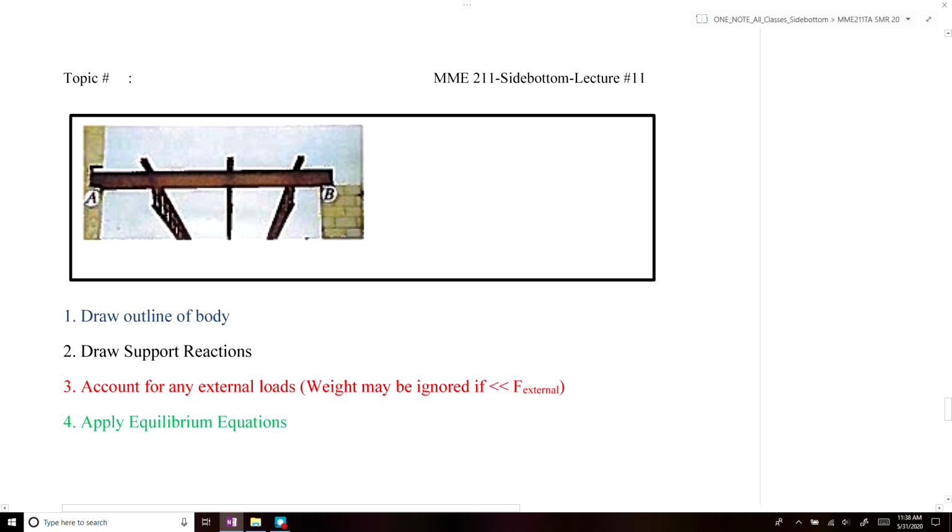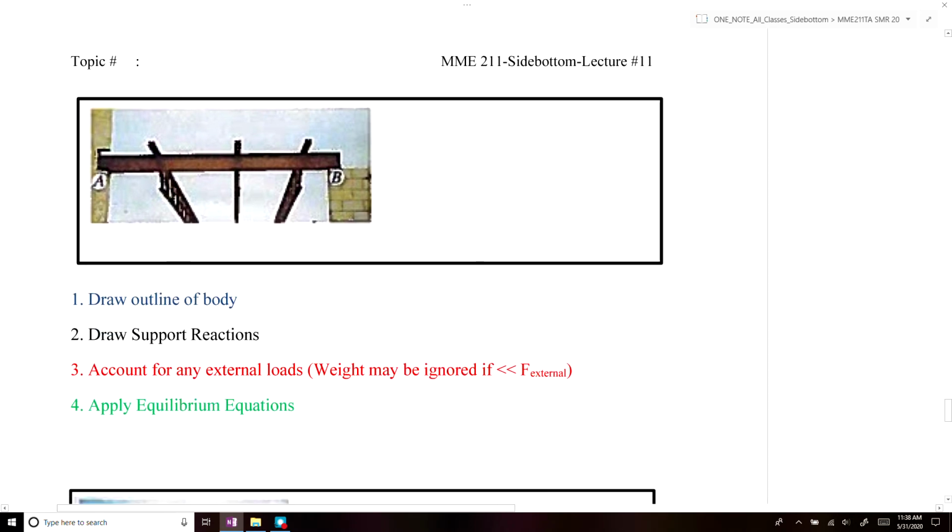So we're going to do a couple quick examples of creating an idealized model of some real situations. In this example, we have a beam that is supported at two points, at point A and point B. At point A, the beam is bolted down to the wall. And at point B, it's just allowed to rest.